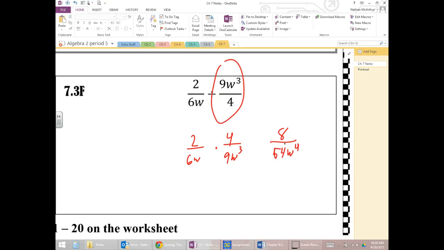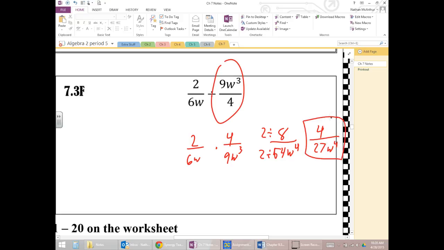Now we can reduce. Does anything go into 54 that goes into 8? At least a 2. They're both even, so at least 2. This ends up being 4 over 27. And then the w to the 4th power stays on the bottom, so there's your final answer.